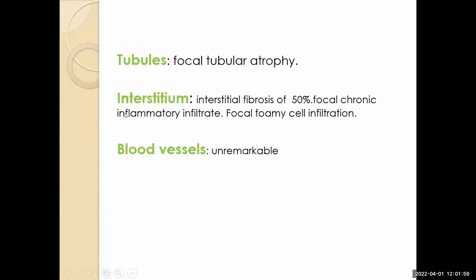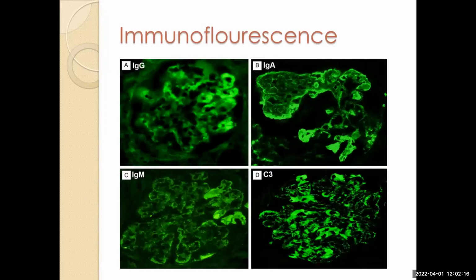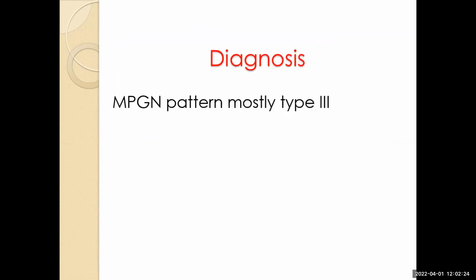On the other hand, there were 2 glomeruli totally sclerotic and 3 glomeruli showing segmental mesangial sclerosis. Regarding tubules, there was focal tubular atrophy, interstitial fibrosis of 50%, focal chronic inflammatory infiltrate, and focal foamy cell infiltration. Blood vessels were unremarkable. Immunofluorescence shows diffuse, finely granular capillary deposits of IgG, IgA, IgM, and C3. So the diagnosis: MPGN pattern, mostly type 3.